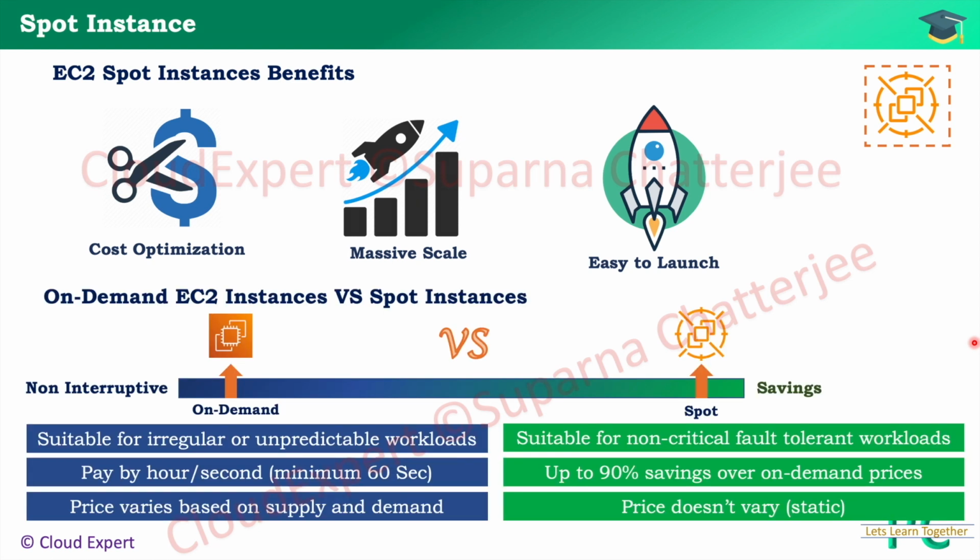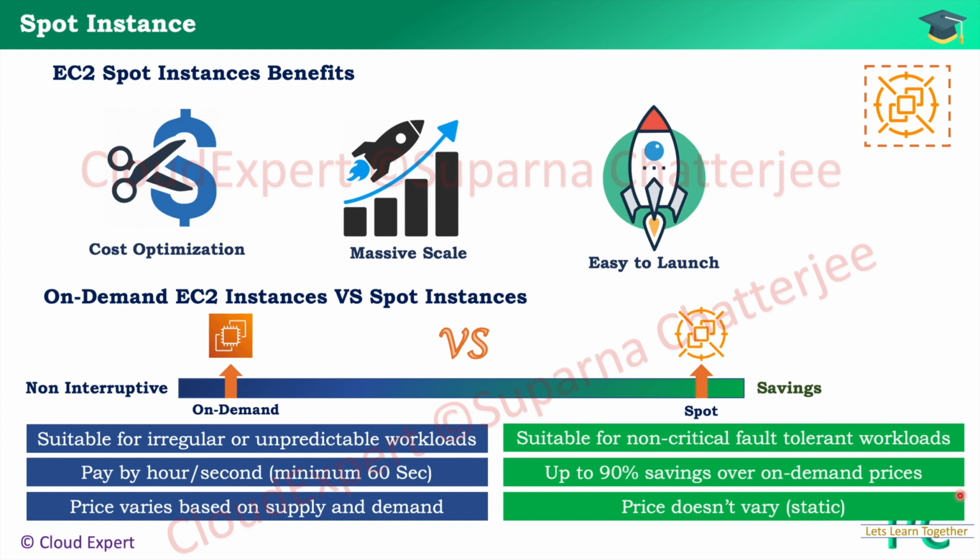Now let's compare on-demand instances versus spot instances. If you see this bar, if you want savings, then go for spot instances. But if you have a non-interruptible workload, go for on-demand. If you have a non-interruptible workload but you want savings, then you have to choose another option. For non-interruptible workloads, spot is not the right choice.